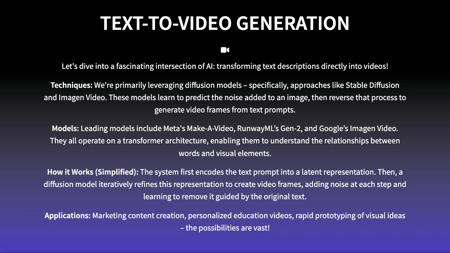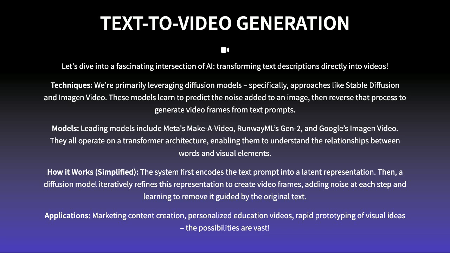Okay, so let's talk about turning words into moving pictures. We're looking at a really exciting area called text-to-video generation. The core idea is that we can describe a scene in writing, and an AI will then create a video of it. It's all based on diffusion models. Think of them as learning to undo noise to reconstruct images, but now applied to videos frame by frame.